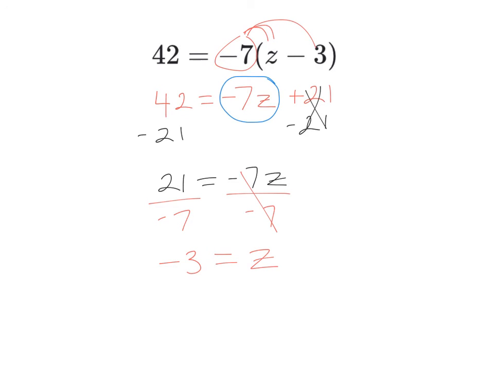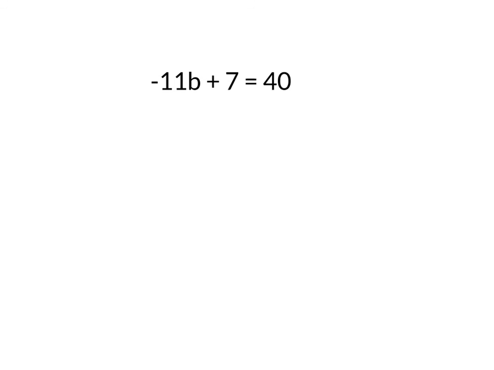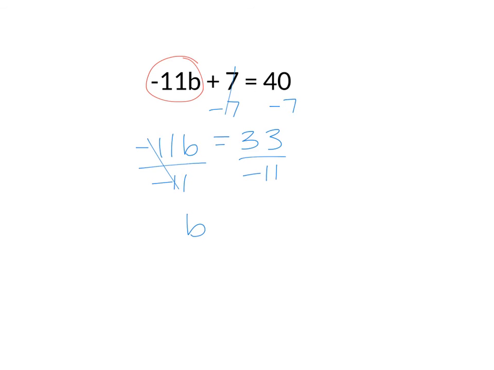One more to go. And on this last one, I'm going to circle my term with the variable. I need to get rid of positive 7. I'm going to minus 7 from both sides. That's going to give me negative 11b is equal to 33. And then I'm going to divide by negative 11. I get b is equal to negative 3.